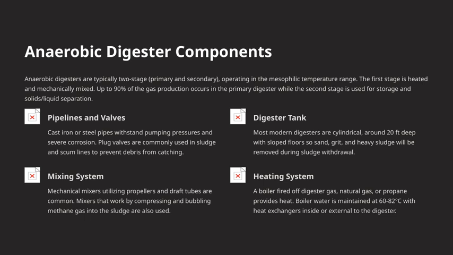Usually, a boiler is used, which can be fired by digester gas, natural gas, or propane. The goal is to keep the boiler water between 60 and 82 degrees Celsius, often using heat exchangers either inside or outside the digester to ensure consistent and efficient heating. All these components work together seamlessly to ensure the anaerobic digestion process is efficient, stable, and productive, forming a vital part of our overall waste management and renewable energy strategies.